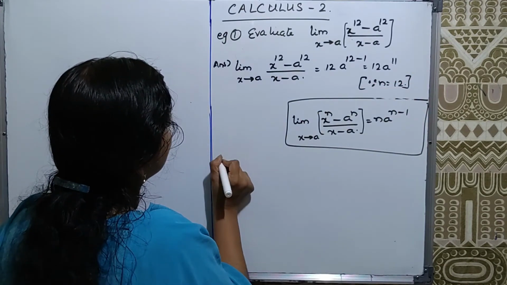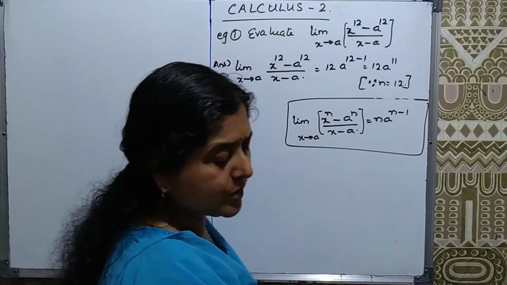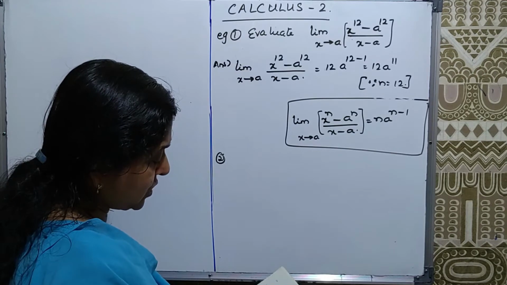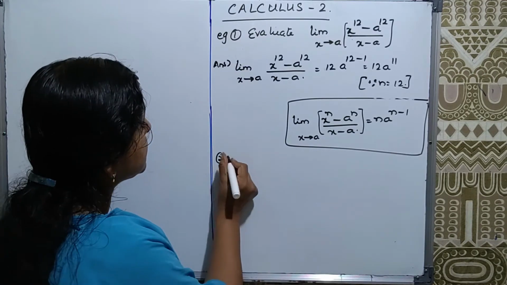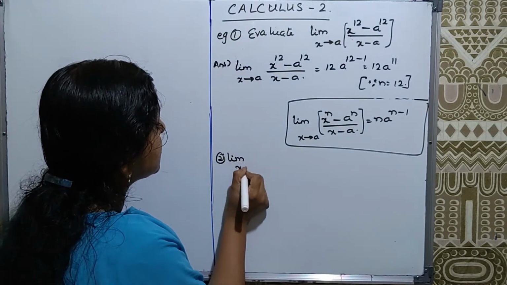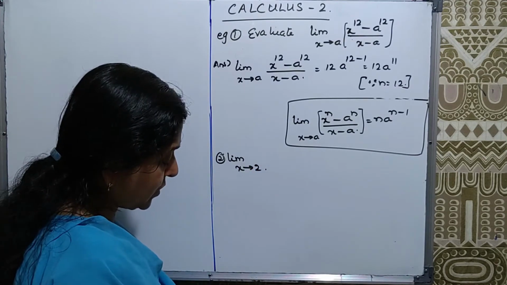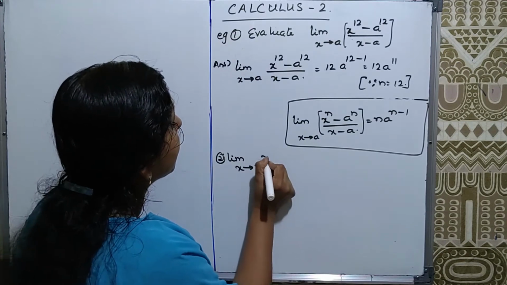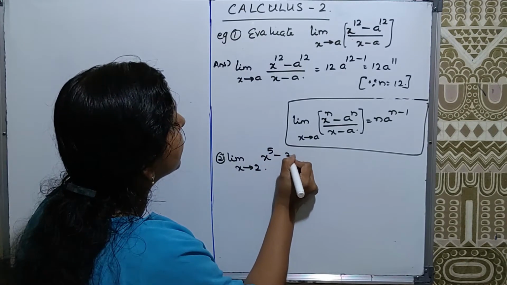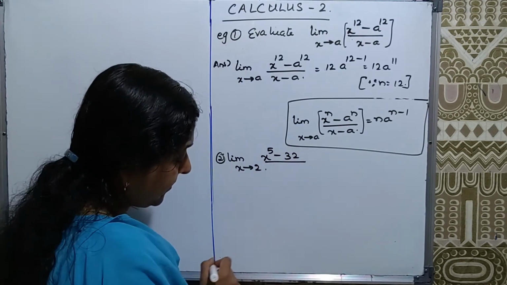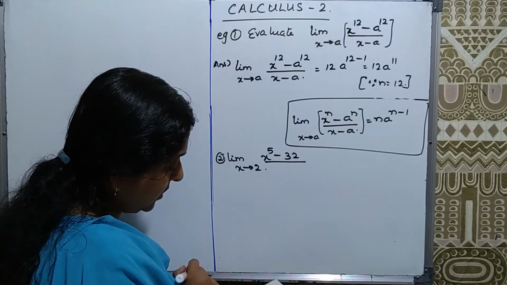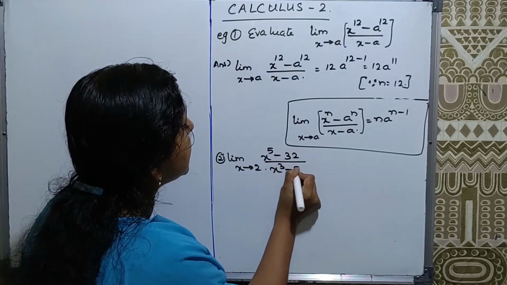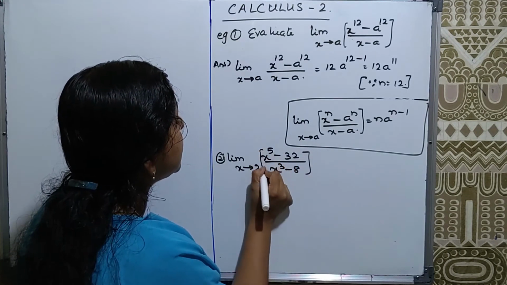Now of course example 2 will do. Example 2 is limit x tends to 2, x raised to 5 minus 32 divided by x cube minus 8. That is the question.